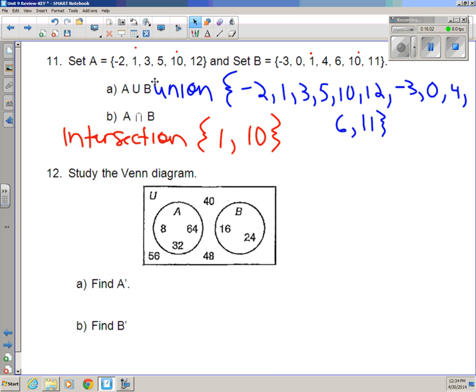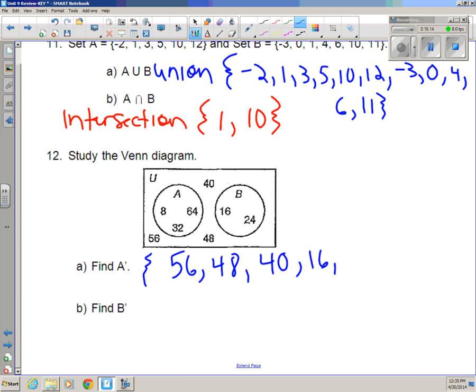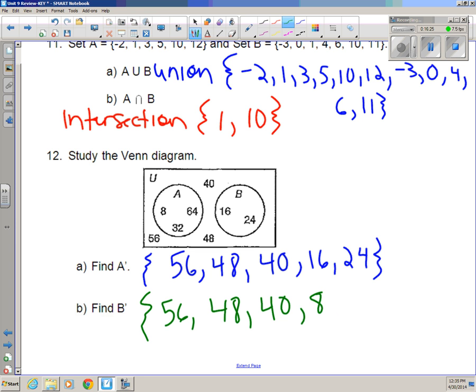Take a look at the Venn diagram. Find everything that's not in the circle of A. Well, what's not in the circle of A? No particular order. 56 is not in, 48 is not in, 40 is not in, 16 is not in, and neither is 24. What's not in set B? 56 is not in, 48 is not in, 40 is not in, but then neither is 8, 32, or 64. Next.